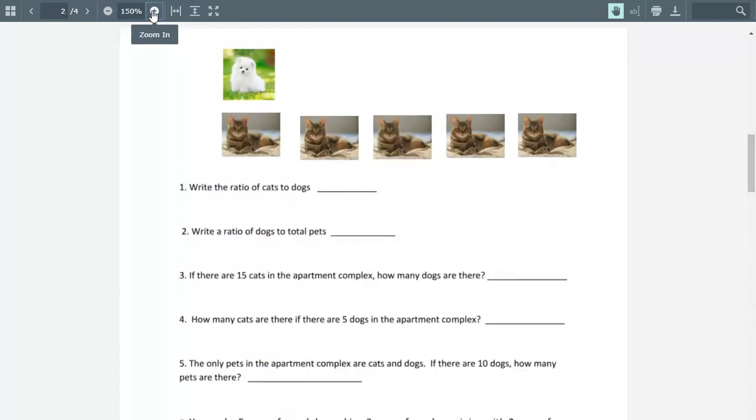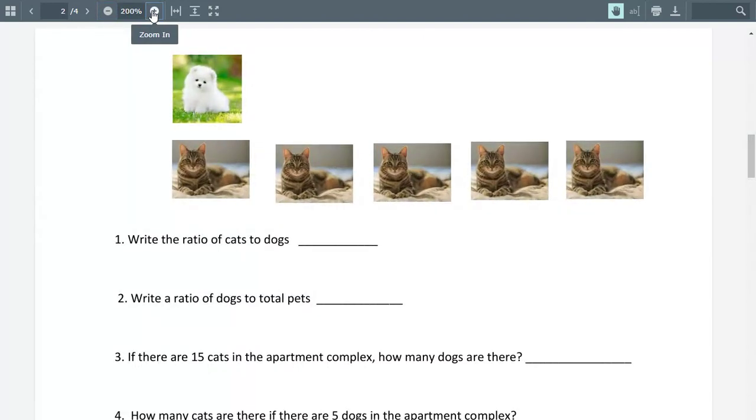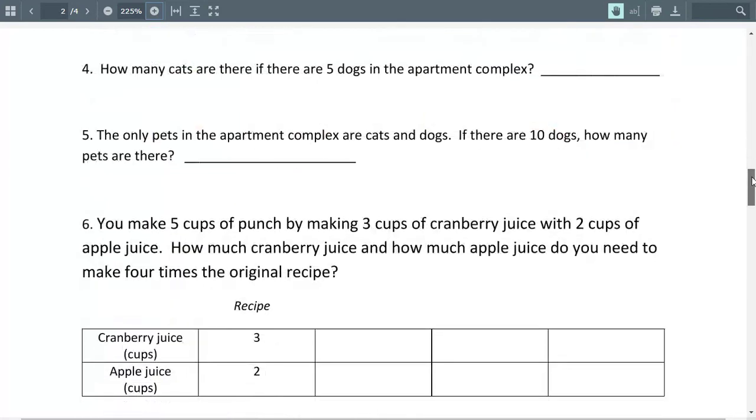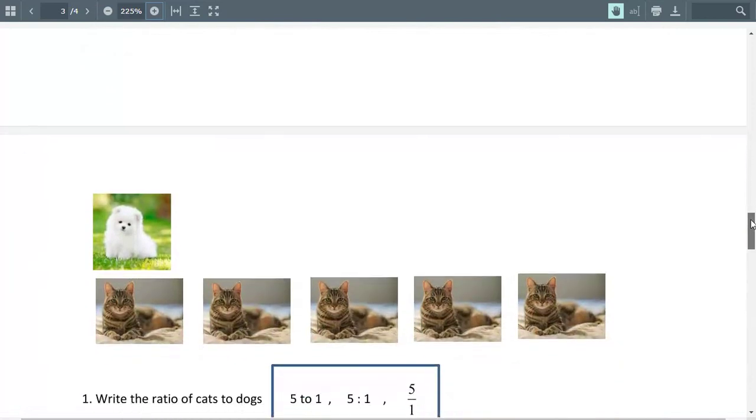So now let's make it a little bigger. The first question asks, write the ratio of cats to dogs. Number 2, write a ratio of dogs to total pets. So let's scroll down. See how you did.